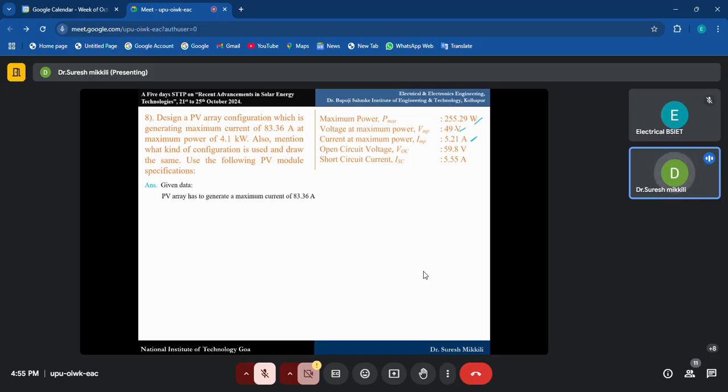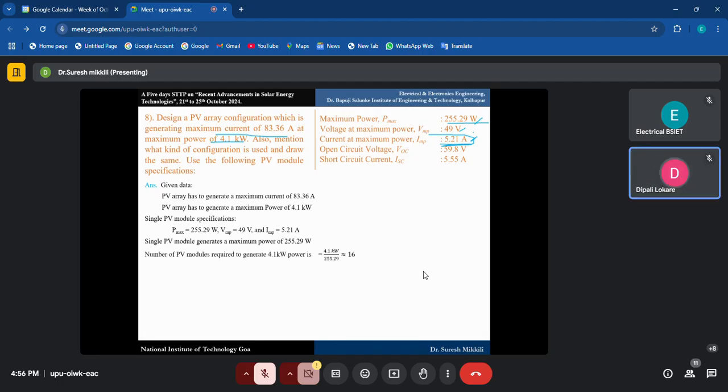The PV array has to generate a maximum current of 83.36, but with one module, how much are we generating? 5.2. But how much do I want? 83.36. The PV array has to generate a maximum power of 4.1 kilowatt, but one module generates 255 watts. So how many modules are required? 4.1 kilowatt by 255, which is 16 modules.